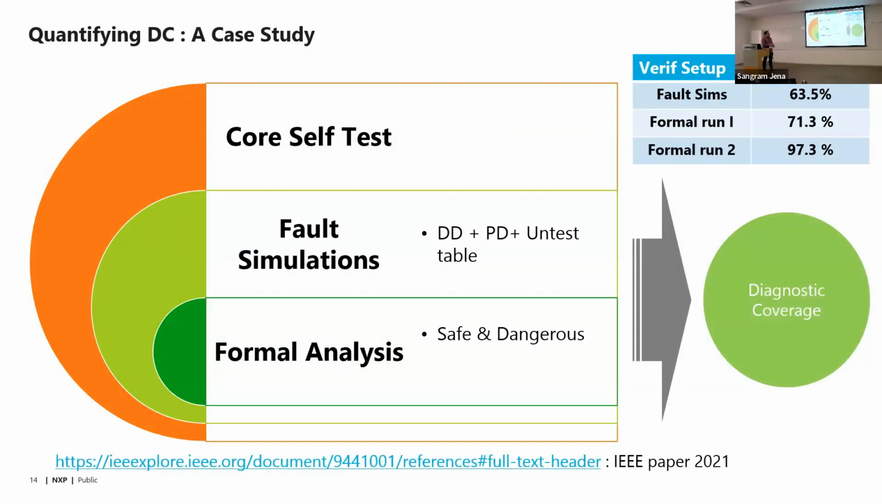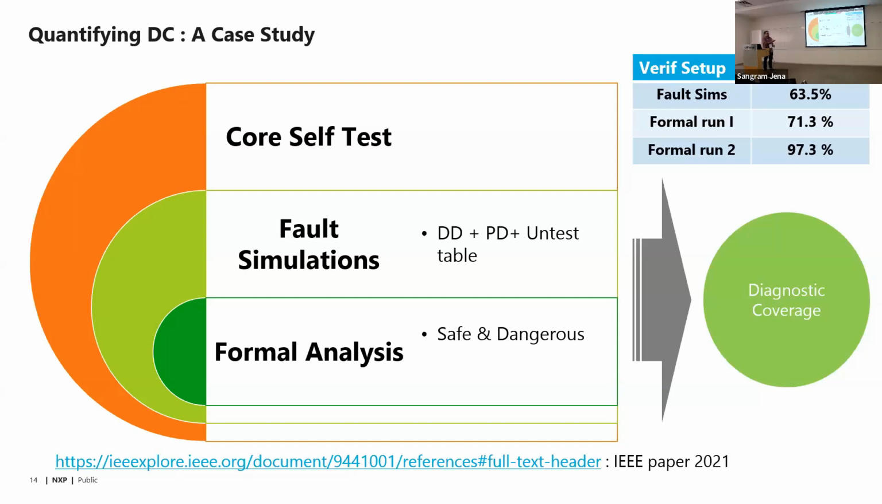So this is a small case study that we had done 3 years ago. Following the same methodology, we did this to check the effectiveness of a core self-test library. This was an ASIL B chip, and it was a single core chip where we had a core self-test library as part of the ARM Cortex M3 core. And what we wanted to do was quantify the diagnostic coverage for that core self-test library. So it was an extensive exercise that we did. I'll not go into the details, but those are the results that we had.